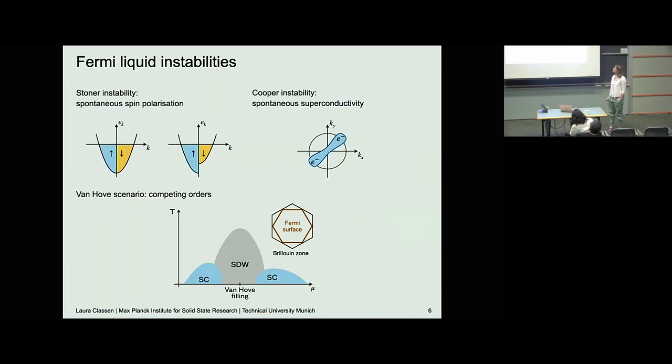Fermi-liquid instabilities, just to give you well-known examples. There's the Stoner instability, which would lead to spontaneous spin polarization. Maybe an even more famous example would be the Cooper instability for superconductivity. And then going to a Van Hove scenario, because of the large density of states, maybe even with a nested Fermi surface, we expect competing orders, so a bit of a more complex situation. And then with this nesting, usually you would get spin density waves and surrounding pairing states within that scenario.